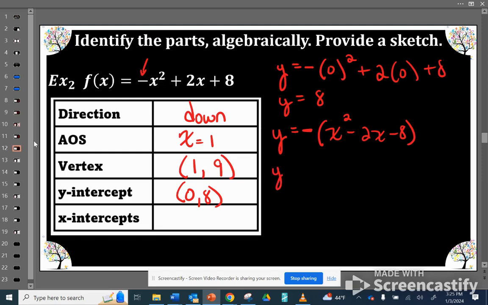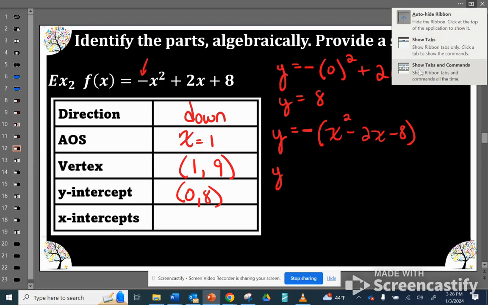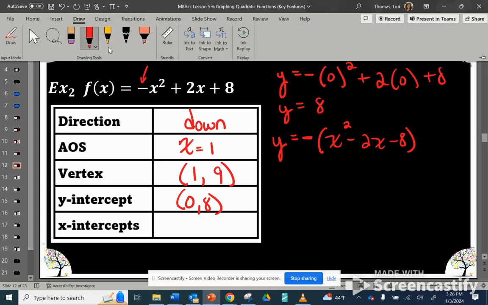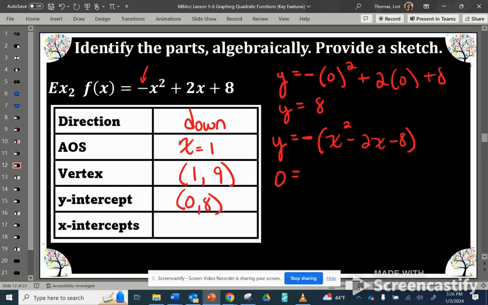But we are going to find the x-intercept. So instead of writing y, let's erase that and put in 0, because when we're finding the x-intercepts, that is when our y coordinate is 0. So we have our negative, and we are going to factor x squared into x, and now we're going to factor -8.